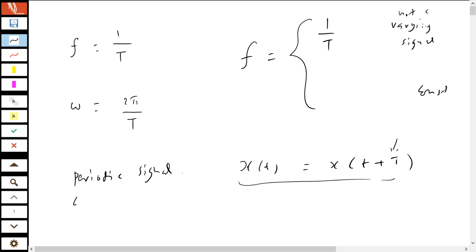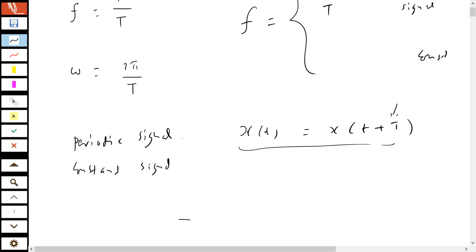So if we have a constant signal, is a constant signal periodic? Try to recall that. Try to plot it. I just plot a constant signal. Is it periodic? Yes, because I can shift it and it won't change. But can I compute its period? No, because there is no unique period.